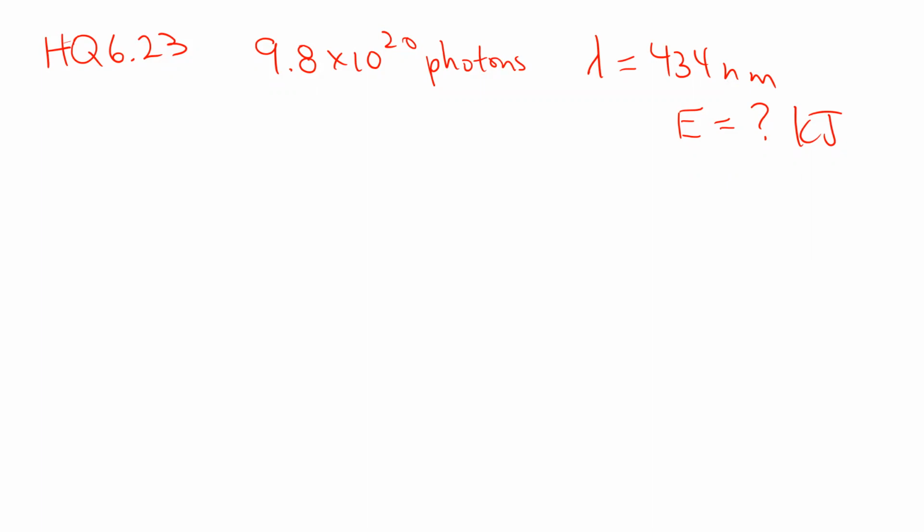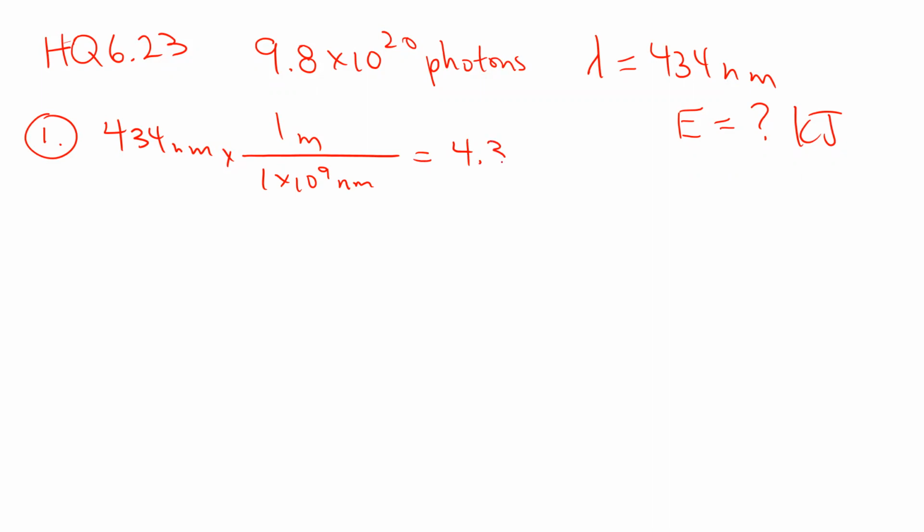So first, we can find energy, knowing that we're going to find energy per one photon, and we need to do that with a wavelength that's in meters. So I've got 434 nanometers. I know in 1 meter, I've got 1 times 10 to the 9 nanometers. So my wavelength is 4.34 times 10 to the minus 7 meters.